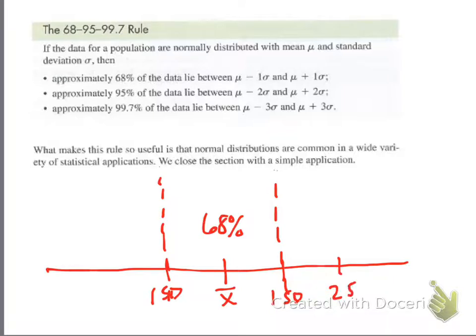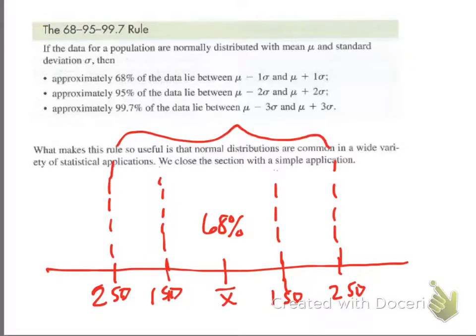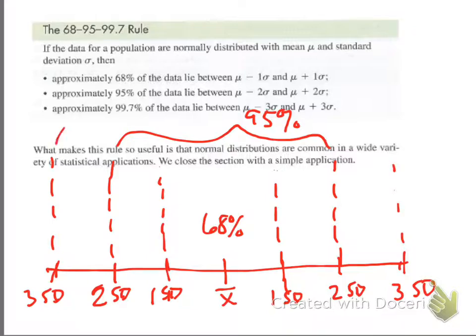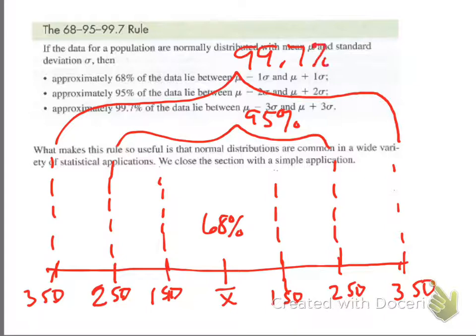Now, within 2 standard deviations, that's 95% of the data, and then 3 standard deviations. Now we've basically got the whole thing. So 99.7% fits in the whole thing. So it works its way out.